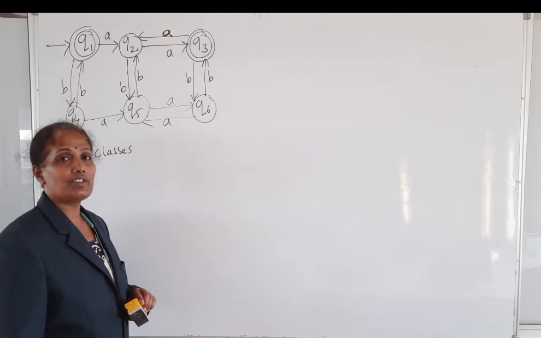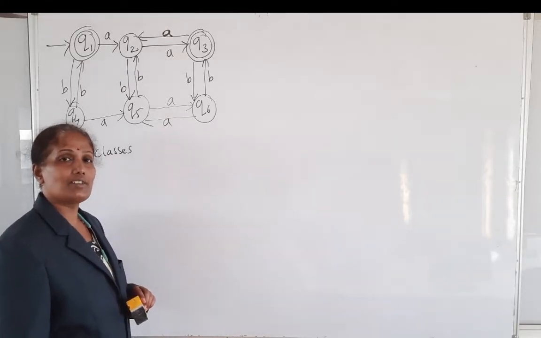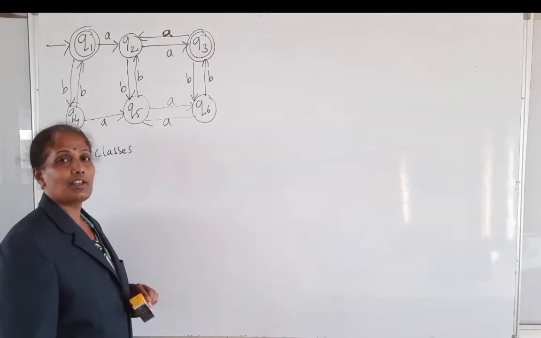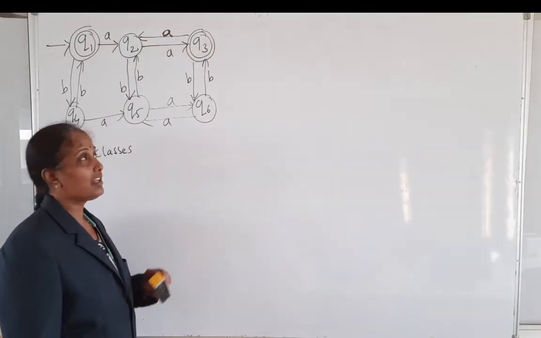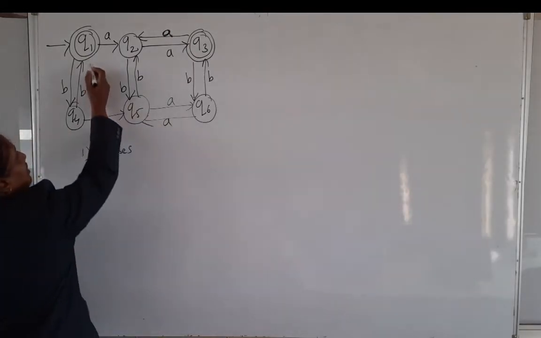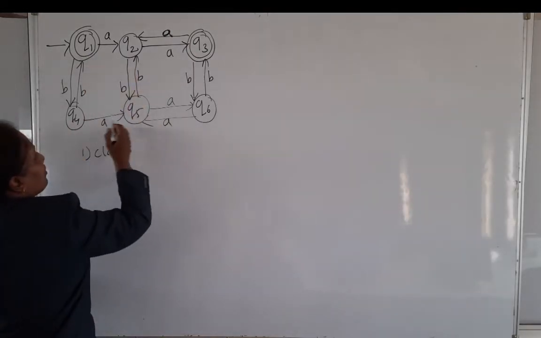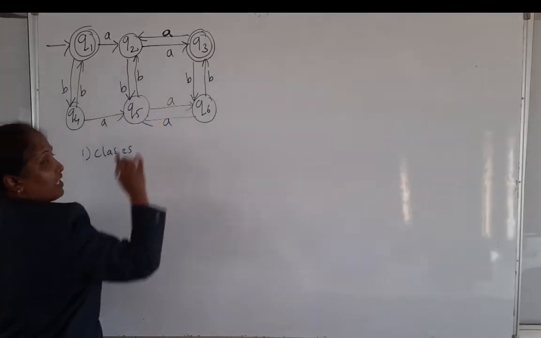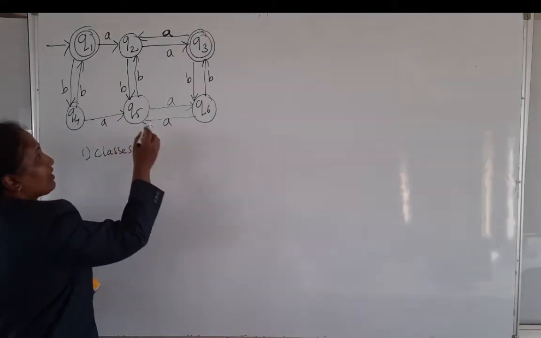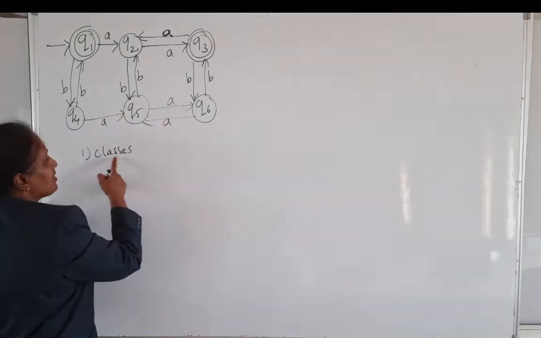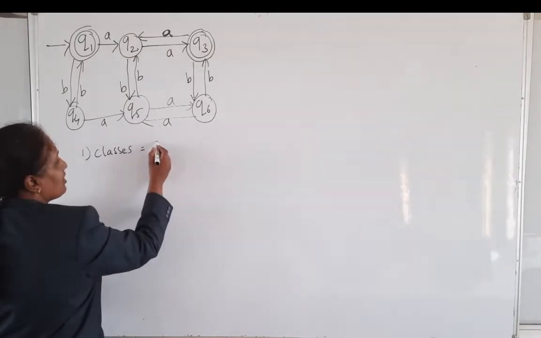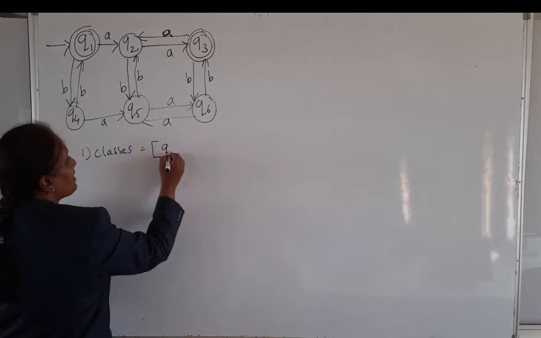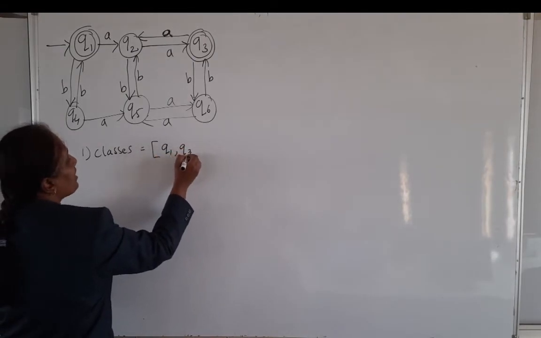According to the algorithm, the first step is we should create two classes: one class for the final states of a given DFSM and another class containing the states which are non-final in the given DFSM. In this case, Q1, Q2, Q3, Q4, Q5, Q6 are the states, 6 states. Among these, Q1 and Q3 are the final states and the remaining are non-final states. So first step is I should create the classes. The first class contains what? The final states of a given DFSM. So what are the final states here? Q1 and Q3 are the final states.